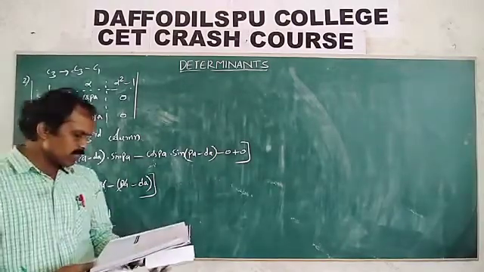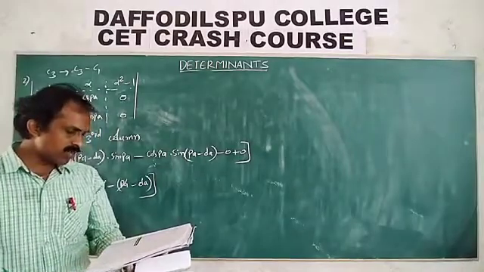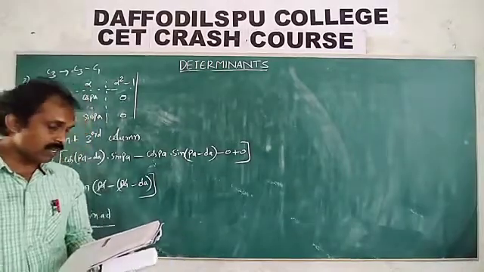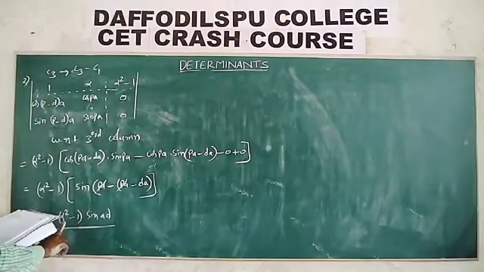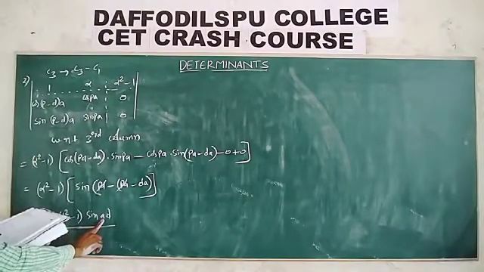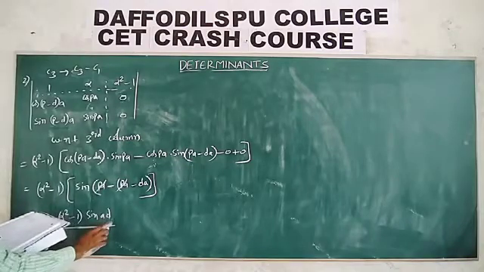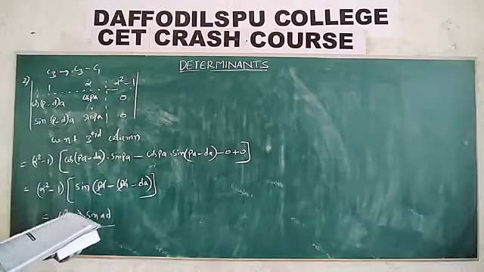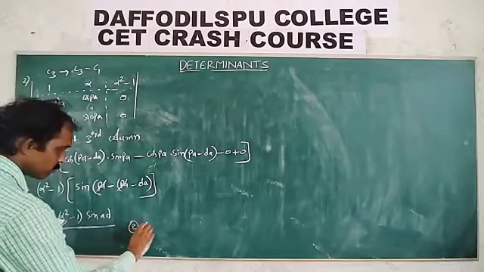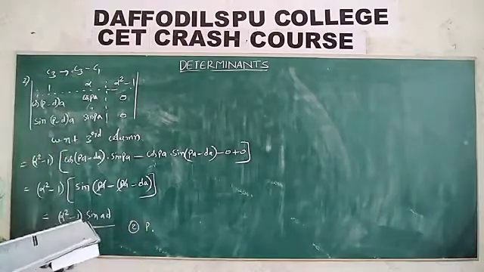They ask the arbitrary constant on which the value of the determinant does not depend. Alpha is there, A is there, D is there. In this, P is not there. So this determinant does not depend on P. Second option.